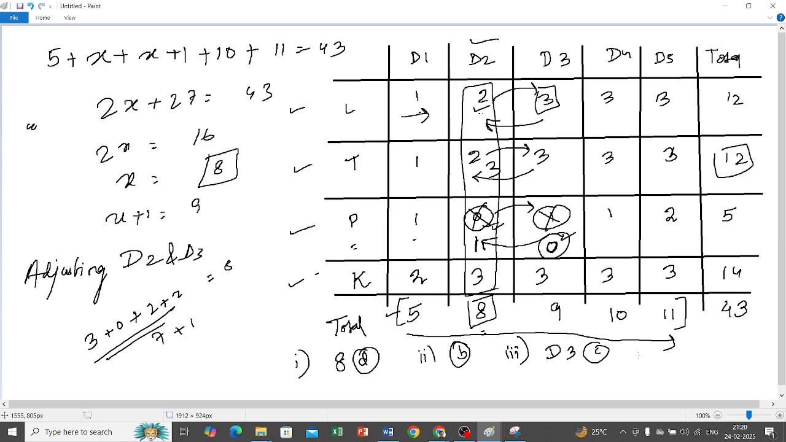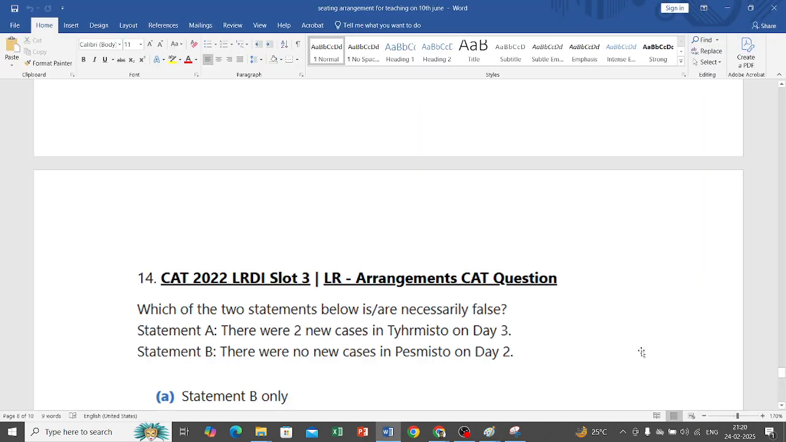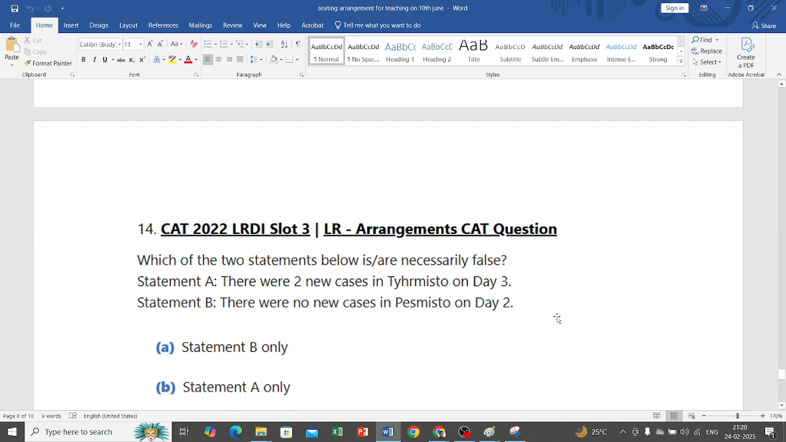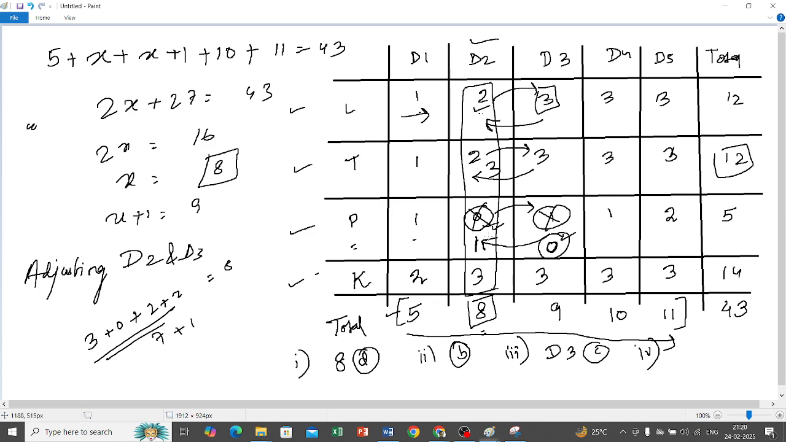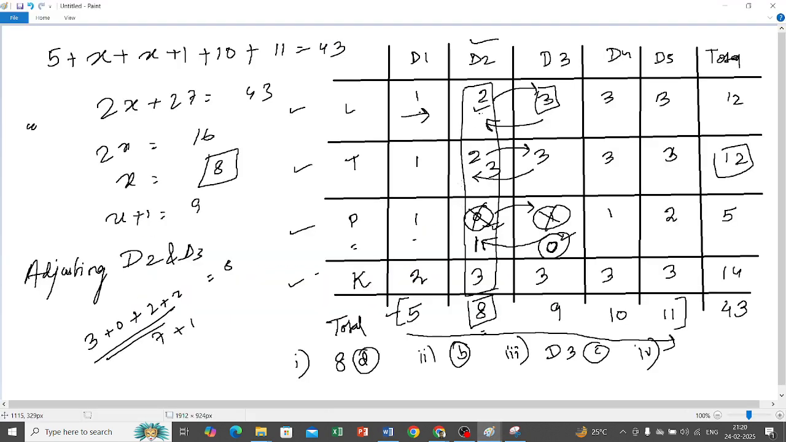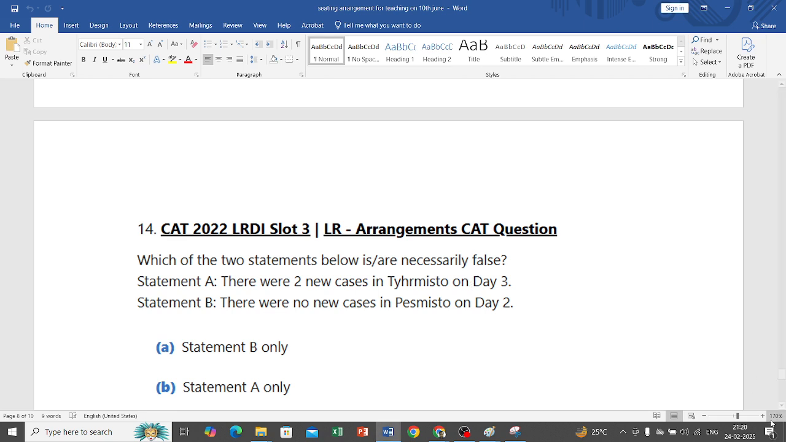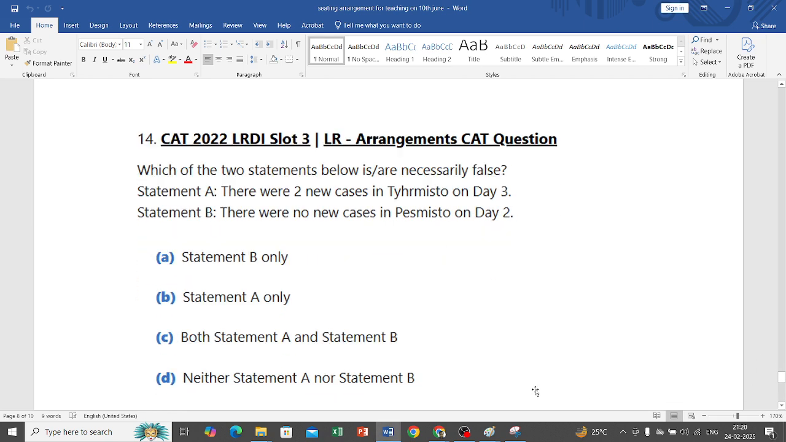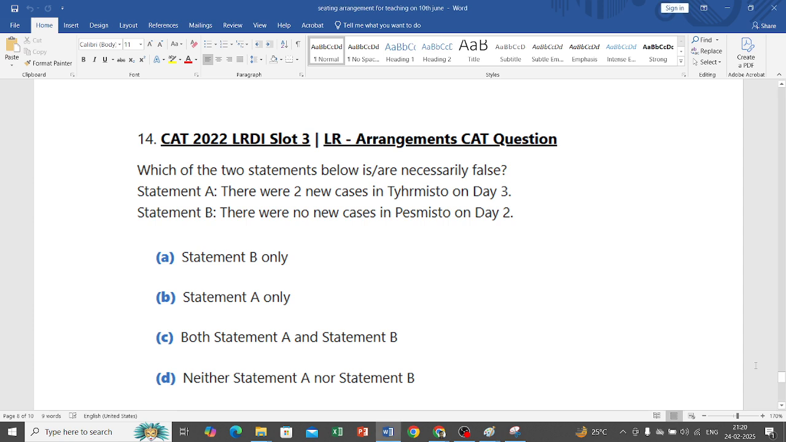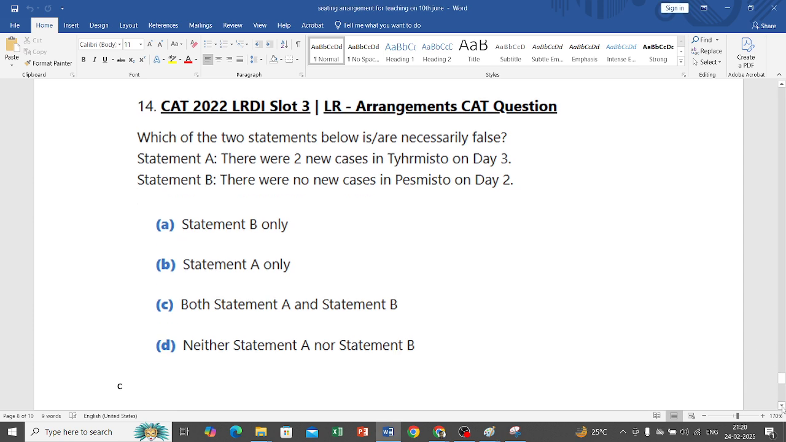Number 4. What is it telling? Which of the two statements below is or are necessarily false? Statement A is what? There are 2 new cases in Kitmisto on day 3. Is that true? Day 3, no. Statement A is false. Statement B: there are no new cases on Pessimisto on day 2. Is that true? No, it is false. So both statement A and B are false.